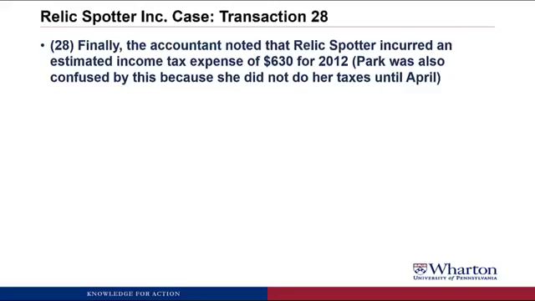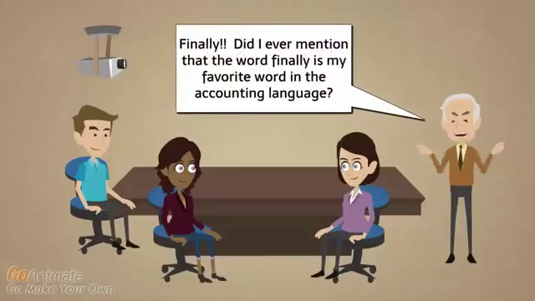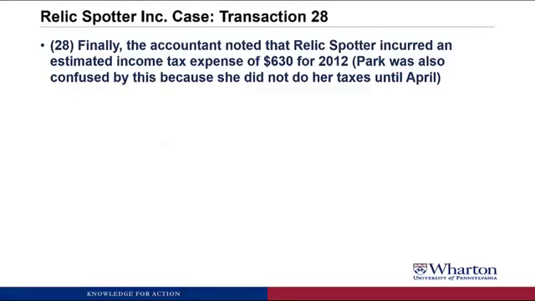Transaction 28. Finally, did I ever mention that the word finally is my favorite word in the accounting language? Let's try this again. Transaction 28. Finally, the accountant noted that Relic Spotter incurred an estimated income tax expense of $630 for 2012. Park was confused by this because she did not do her taxes until April.